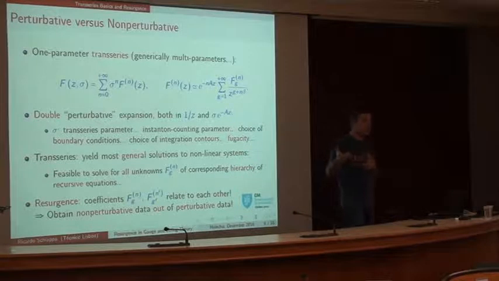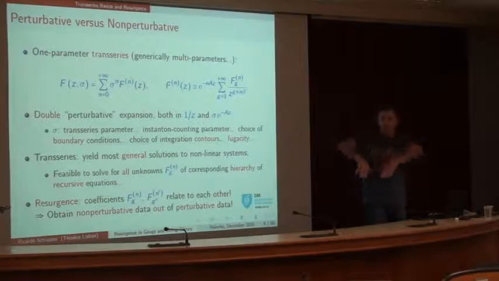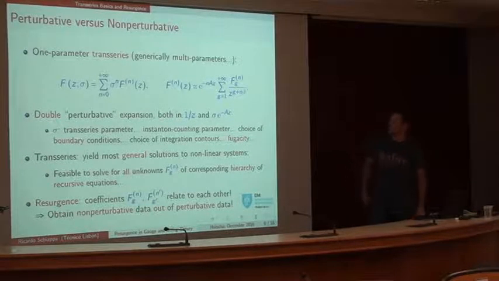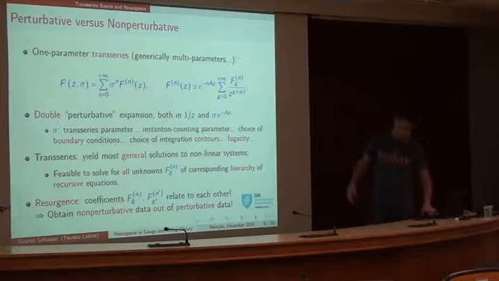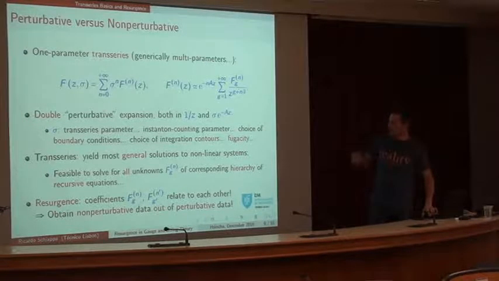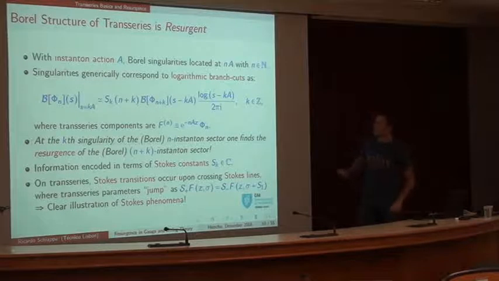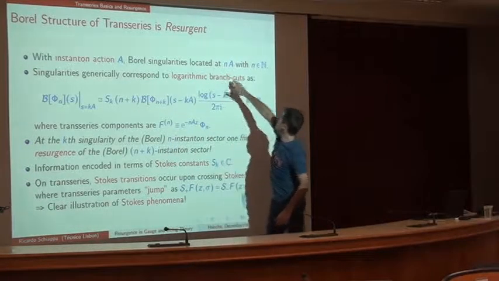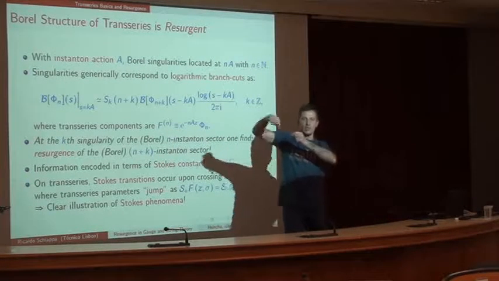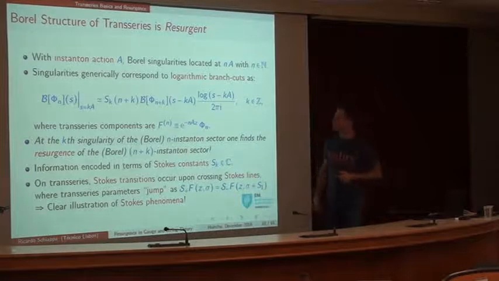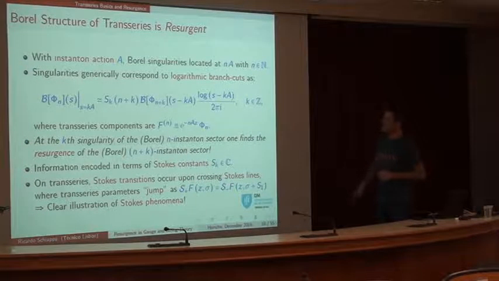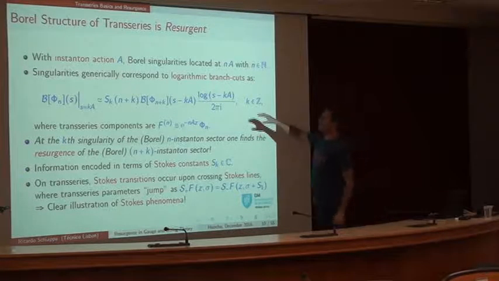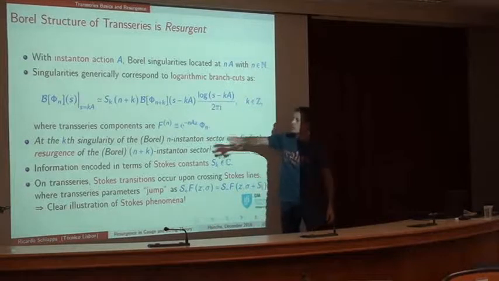So somehow perturbation theory already has included in it, even though it's a little bit hidden and you have to dig it out, all non-perturbative data associated with the theory you're studying. Let me make this a little bit more explicit, what this resurgence means. Let's consider that I have a system with some instanton action A. Borel singularities will be located at the different nth instanton locations on the Borel plane. And generically, this is a very general statement for very general classes of functions, Borel singularities lead to logarithmic branch cuts, which look like that.